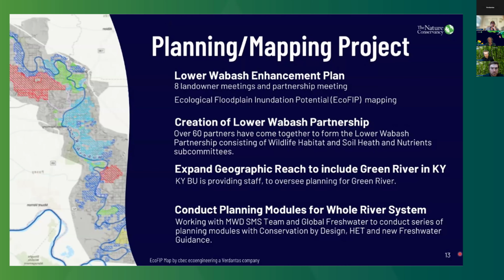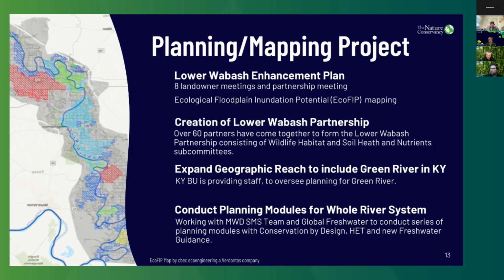So I'm going to back up just a little bit and go over how we decided to use EcoFIP and why that was the tool that we landed on. We had a 2020 to 2025 implementation plan for the lower Wabash, and that was coming to an end this year. And so we were looking at some of the different planning tools that were available for us to look at the next 5 years and how we wanted to move forward with our implementation strategies.